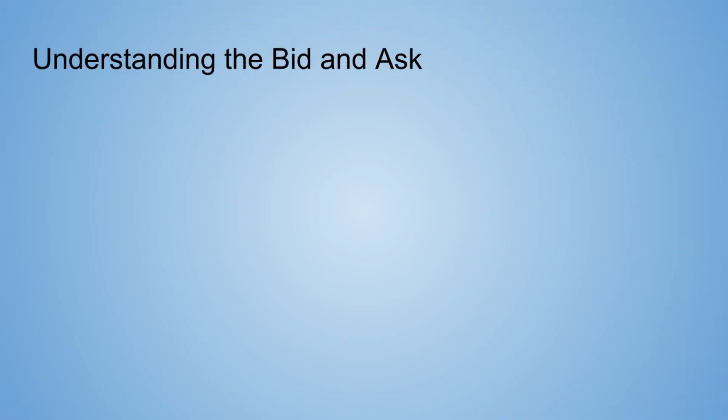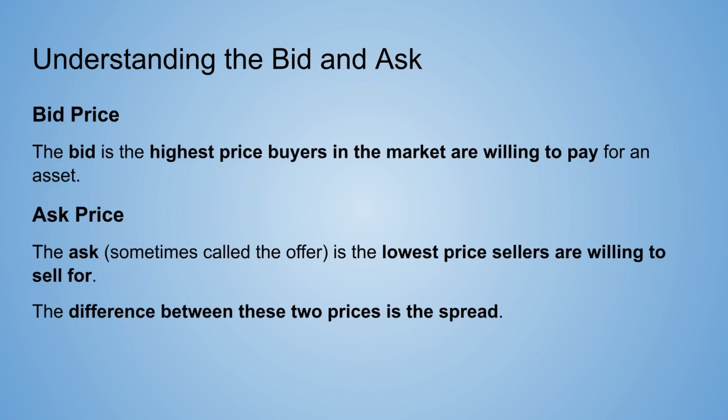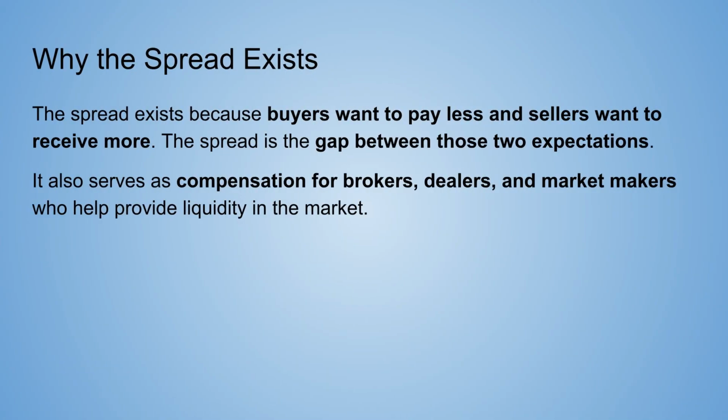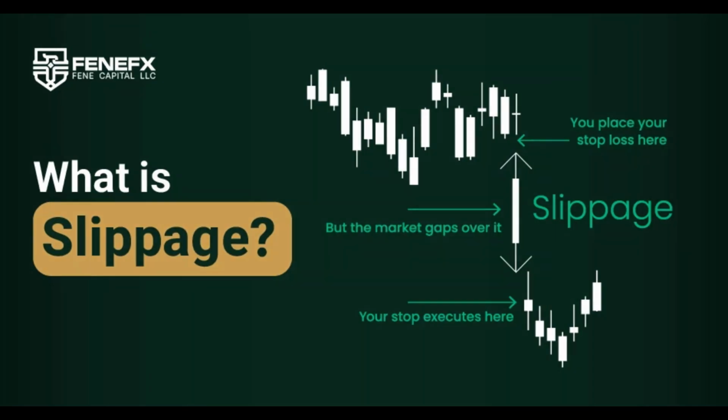To understand the spread, we define the bid and ask prices. The bid price is the highest price buyers are willing to pay. The ask price, or offer, is the lowest price sellers are willing to sell for. The difference between these two prices is the spread. The spread exists because buyers want to pay less and sellers want to receive more. This gap reflects those conflicting expectations. It also compensates brokers, dealers, and market makers for providing market liquidity.